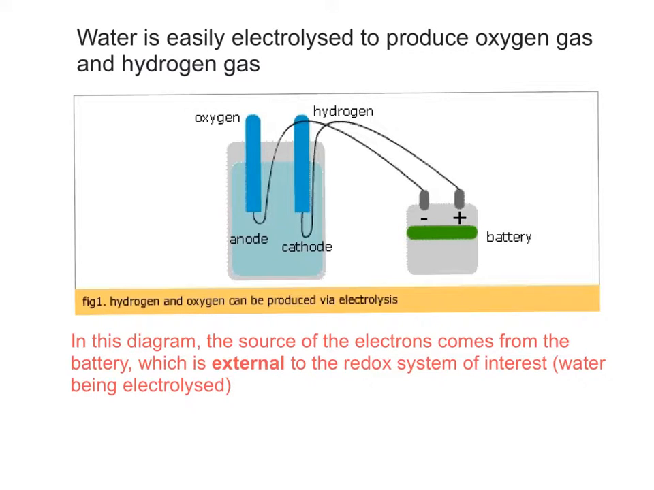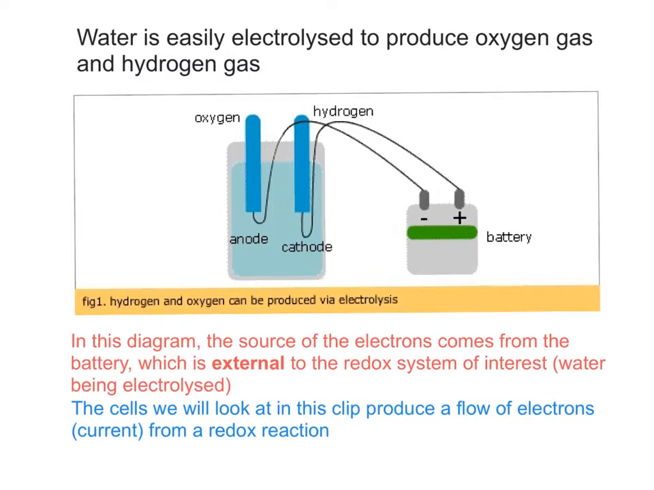So you may well have come across something like this in textbooks prior to your studies at A-level. It's a simple electrolysis, but the difference between this and some of the other cells you might have looked at in your work at A-level is that the source of the electrons comes from the battery. The battery is external to the redox system of interest. In the cells that we're going to look at in this clip, the cells themselves are the actual redox system, just like we've looked at in other areas of electrochemistry.